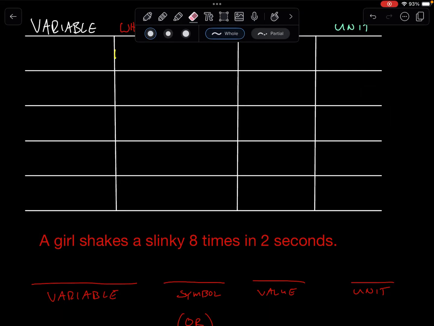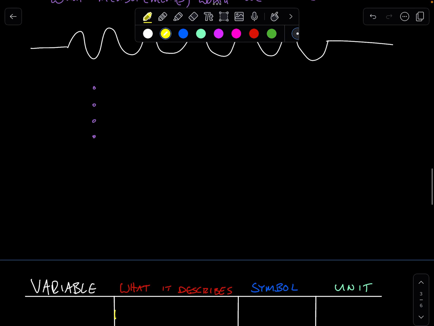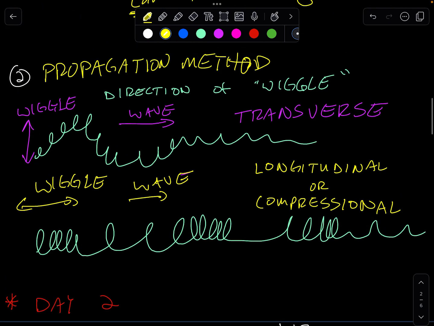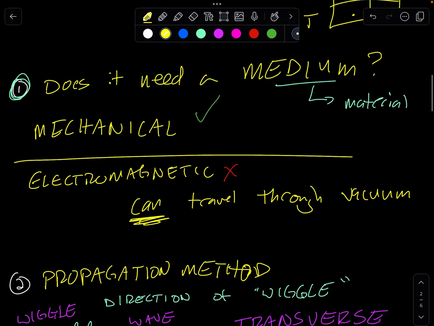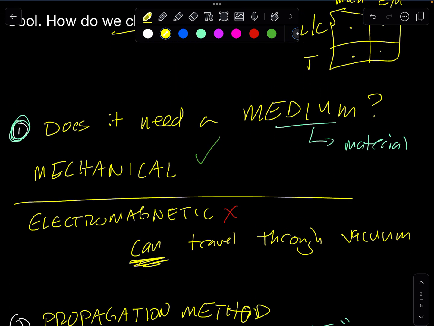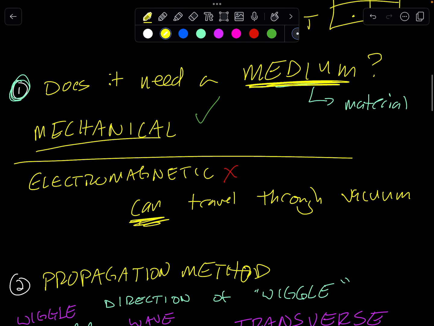All right, y'all. So today I'm going to show you how we describe waves by their shape, their size, and what they're doing. Little review from yesterday. We talked about how every wave that's out there can be classified by whether or not it needs a medium or a material to travel through, and all the ones that fell in the mechanical family do, or whether they can go through empty space, and the ones in the electromagnetic family can do that.